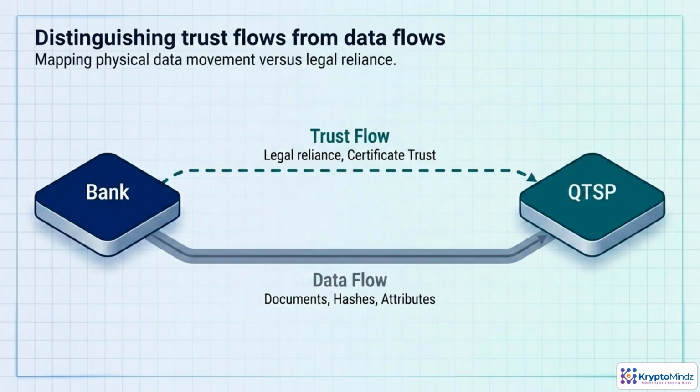When you design eIDAS solutions, always distinguish data flows from trust flows. Data flows are the actual payloads, documents, hashes, and identity attributes moving between the bank and the qualified trust service provider. You model these for performance, security, and privacy. Trust flows are legal and cryptographic: the bank's reliance on the QTSP's certificates, policies, and supervision. A useful check is to ask, are we just moving bits or are we delegating legal responsibility?